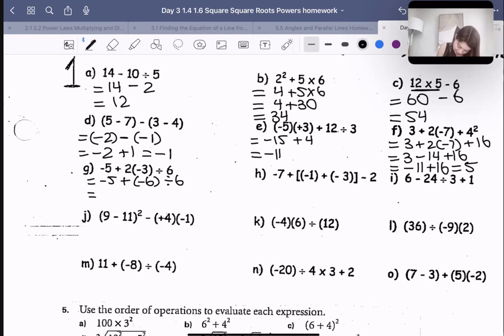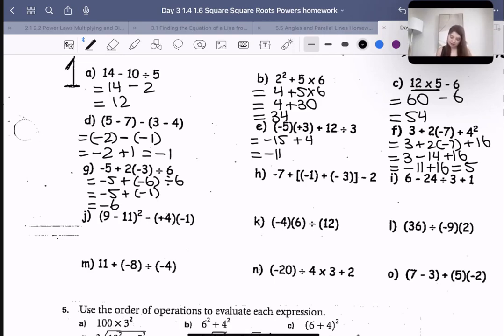Then we have negative 5 plus negative 1, like that. And then we have negative 6. And there we have it.